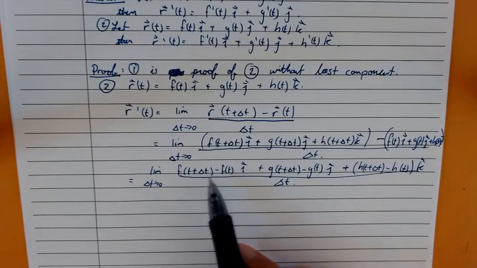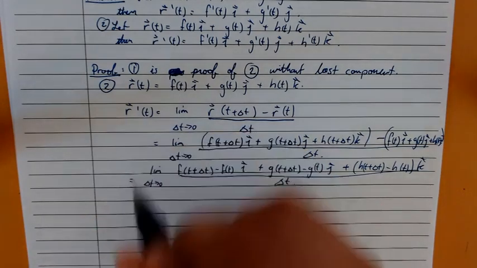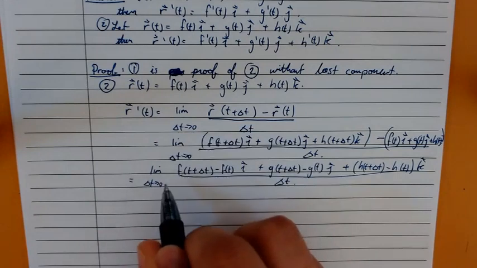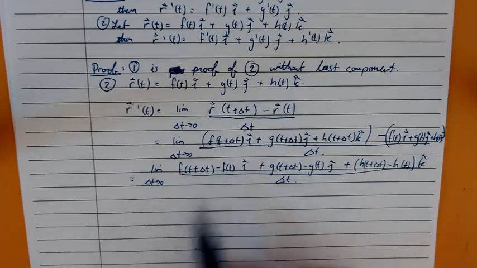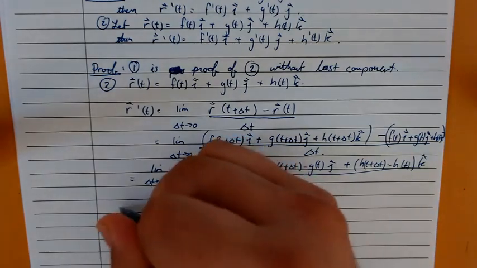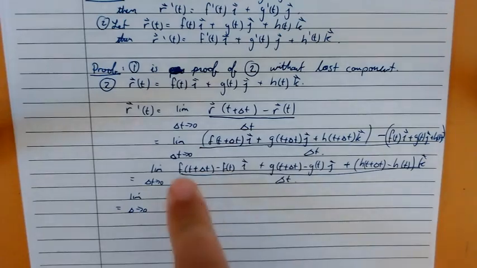But here, if you're dividing everything by delta t, really that's the same as just dividing each component by delta t, right? You can simply distribute this 1 over delta t to all of our terms. And of course, a limit, we've seen that the limit of a vector valued function is done component-wise. In other words, the limit of all of this is the limit of the first part plus the limit of the second part plus the limit of the third part.